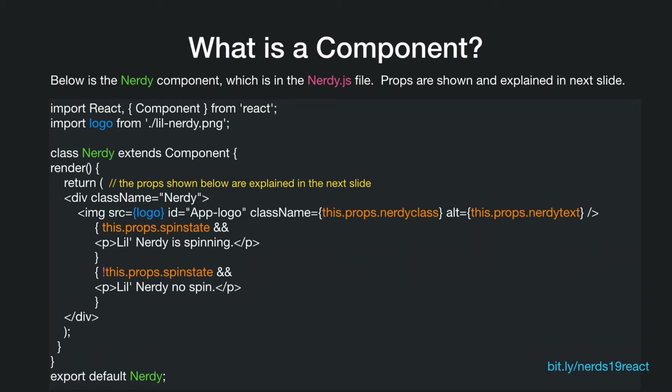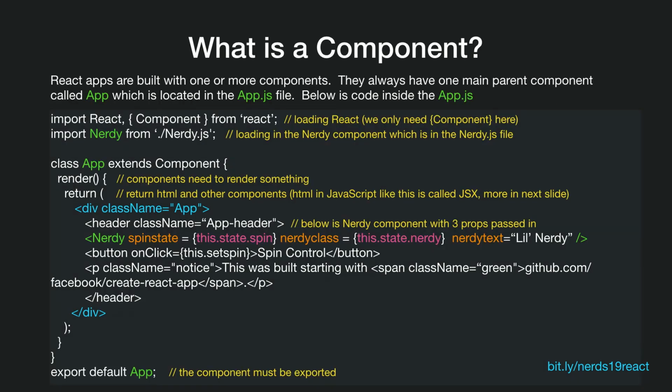And here again, I'm saying class nerdy extends component, so I'm creating the class there. I've got the render, I've got the return, and then I've got the containing div with a className of nerdy. Then you can see I've got an image that the SRC is loading the logo object. And then here's where I'm using those props. So see where it says this.props.nerdyClass? It can do that because it got those props over here. So it got passed in the nerdyClass prop there.